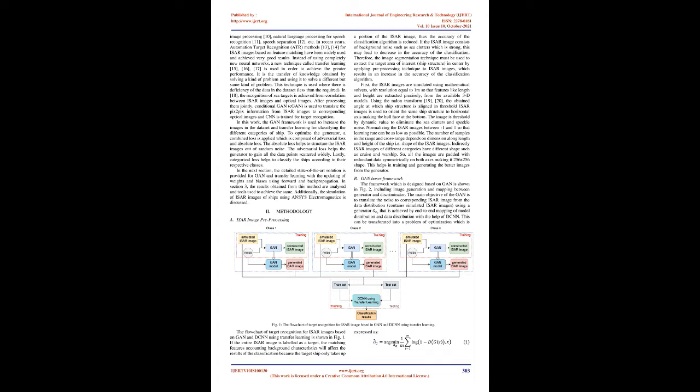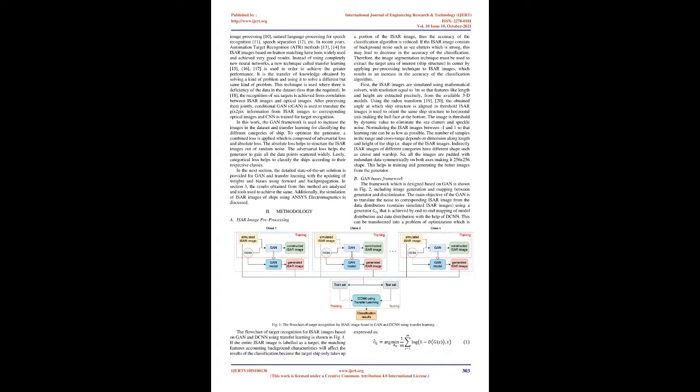Instead of using completely new neural networks, a new technique called transfer learning [15, 16, 17] is used in order to achieve greater performance. It is the transfer of knowledge obtained by solving a kind of problem and using it to solve a different but same kind of problem. This technique is used where there is a deficiency of data in the data set, less than required.